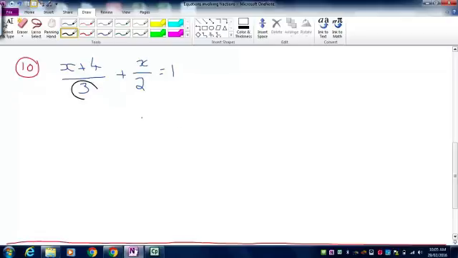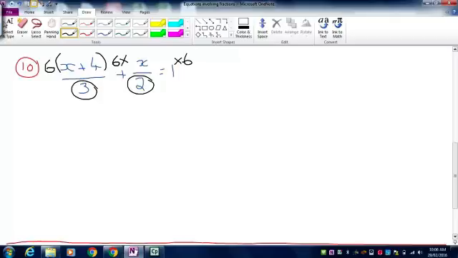Okay, so number 10 is slightly harder again, but it's not quite as difficult as it looks. We look at the 3 and the 2 on the bottom of both of these fractions, and the number that both of those go into nicely, the smallest number, is 6. So if I multiply each of these expressions in this equation by 6, I can cancel out the 3 and the 2, but I must remember to do it to every single part of the equation.